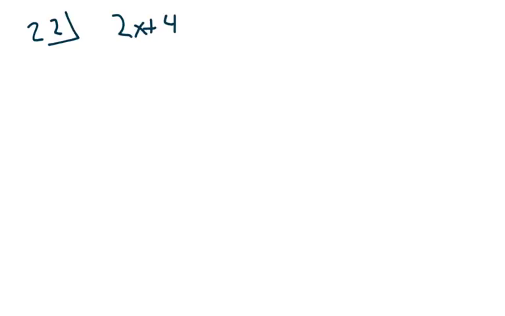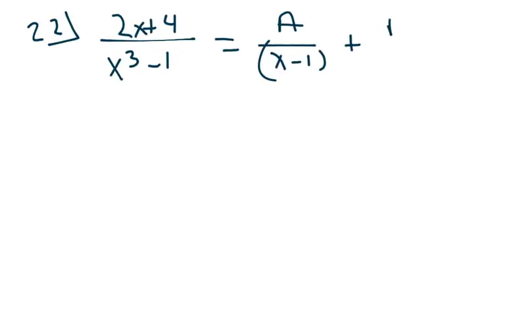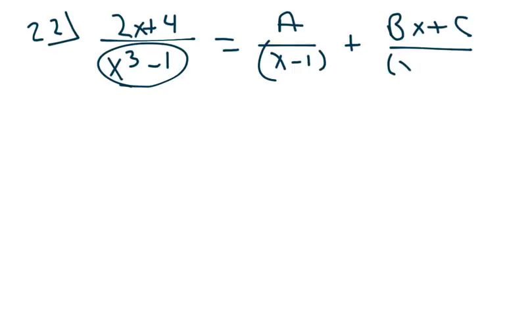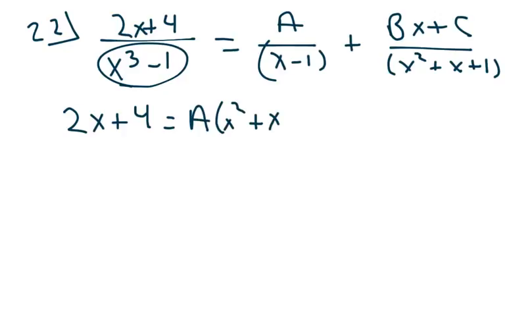We have 2x plus 4 over x cubed minus 1. So we're going to set this to a over x minus 1 plus bx plus c, and I'm just factoring this right here, which you know is x squared plus x plus 1. Clear the fractions. You're going to get 2x plus 4 equals a times x squared plus x plus 1 plus bx plus c times x minus 1.